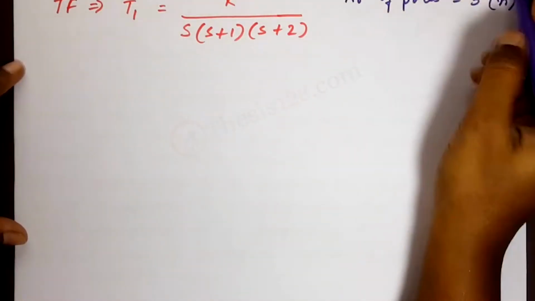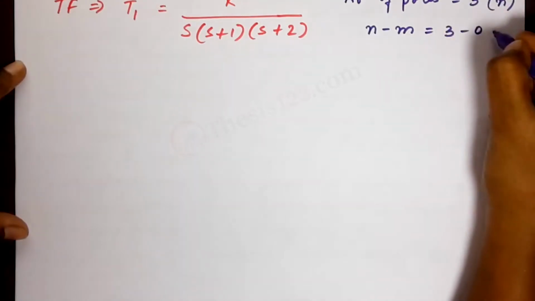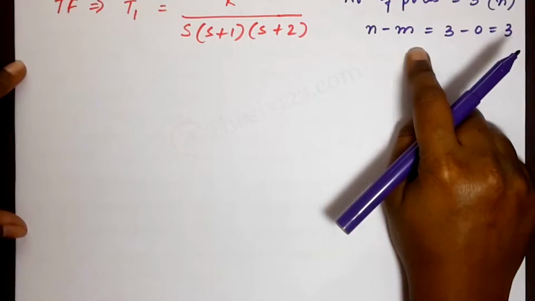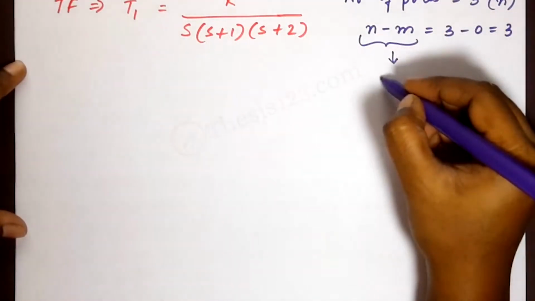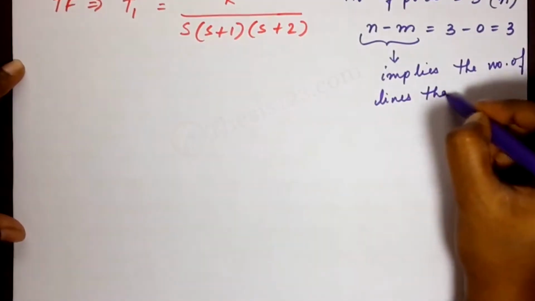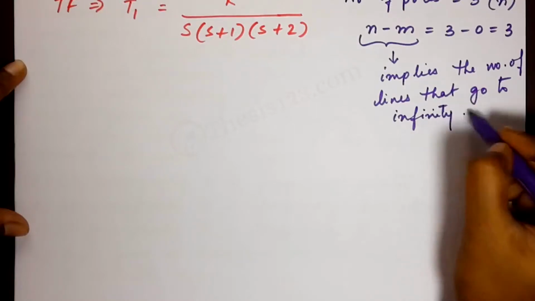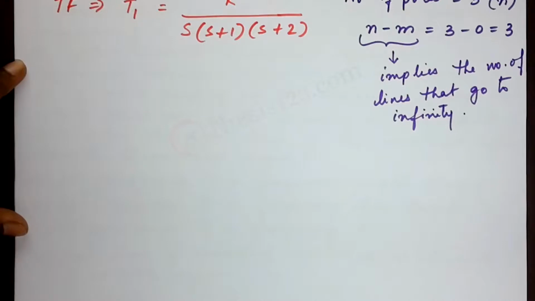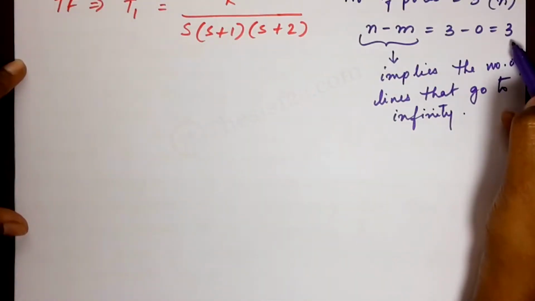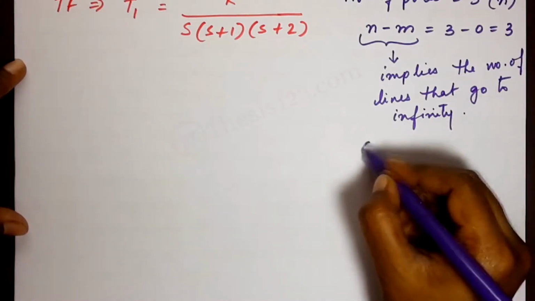Now the next thing we have to do is find out the difference between them. So the thing we need to do next is n minus m. n minus m is 3 minus 0, which is 3. Now this is important because n minus m implies the number of lines that go to infinity. Okay, now the next step is to see from which point these lines go into infinity. So here we have 3 lines that go into infinity. We need to figure out from where they start, at least the maximum number of these lines. So we calculate something called the centroid.